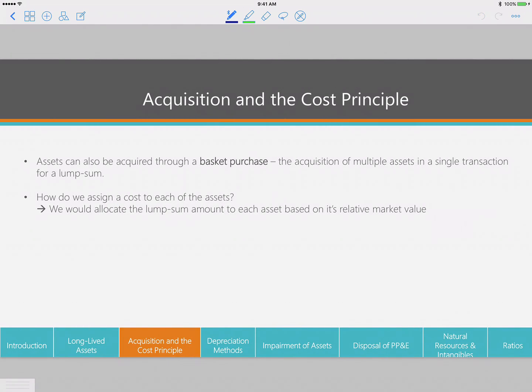Sometimes a company will purchase multiple assets in one shot, and this is called a basket purchase. It's where you acquire multiple assets, so two or more, but for a single price, a single transaction or lump sum. So how do we assign the cost? If we're paying $1 million for 3 or 4 assets, how do we assign it? What we would do is allocate the lump sum amount, the amount that you paid, to each asset based on its relative market value.